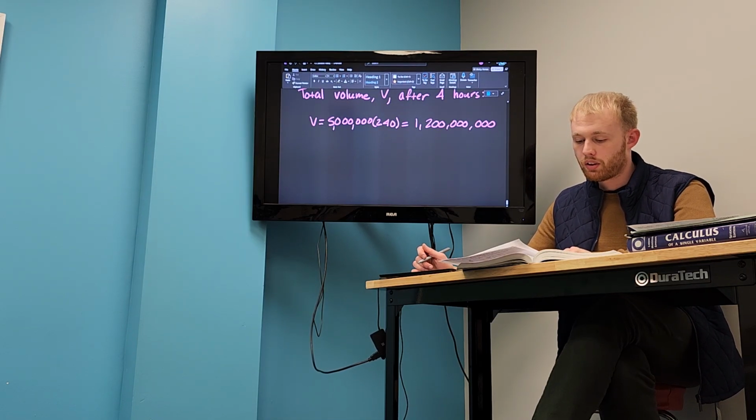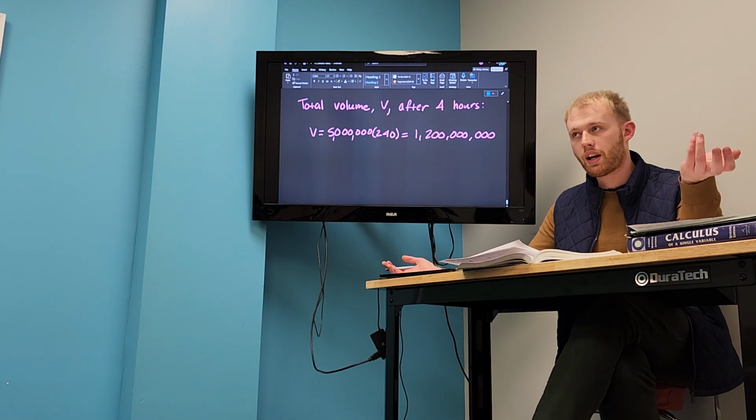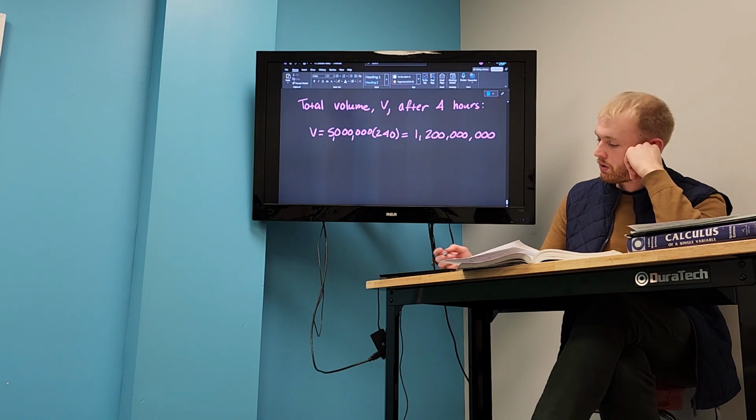Okay, so now we have the total volume after 4 hours. But why did we do that? To find the total volume, to find the radius. To find the radius at 4 hours. So let's calculate the radius.